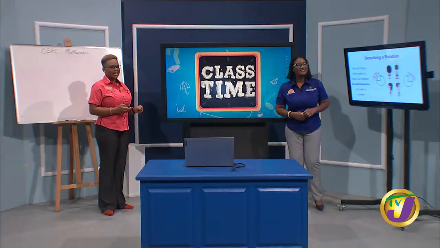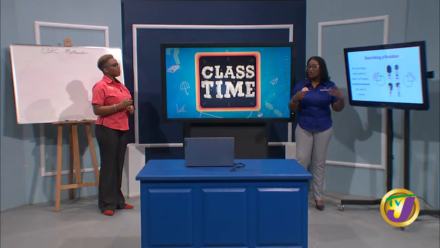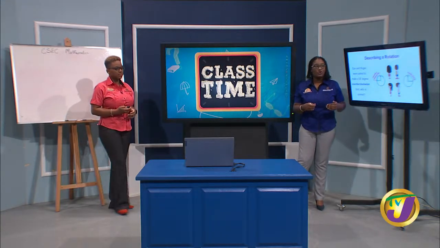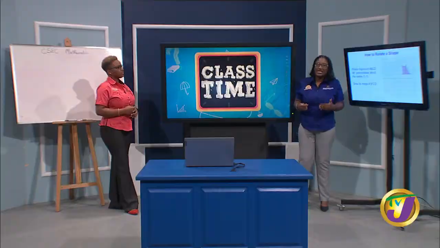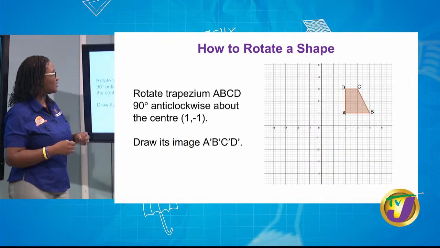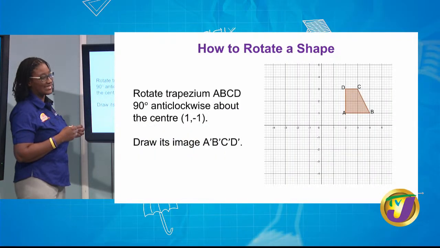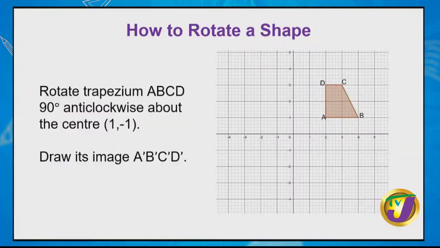All right. So let's go a little bit deeper, Latoya, because there's so much to explore. Now, I want to know, how is it that we actually rotate a shape? So here we're being asked to rotate a trapezium ABCD. The rotation we're to perform is a 90-degree anti-clockwise rotation, and the center for this rotation is the point (1, -1). And of course, we're asked to draw its image, A prime, B prime, C prime, D prime.